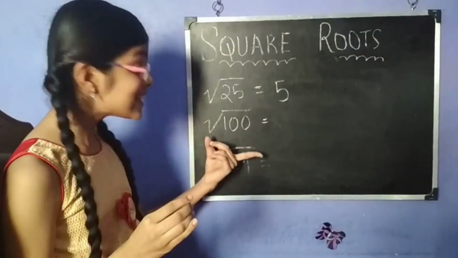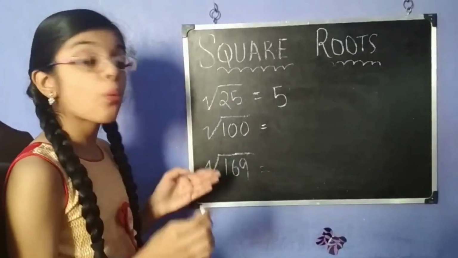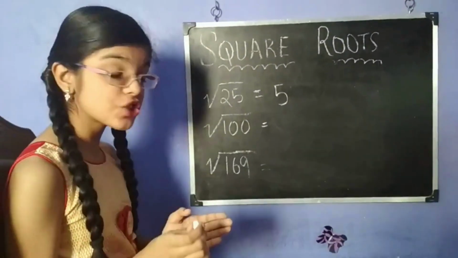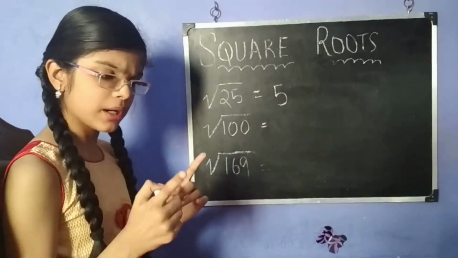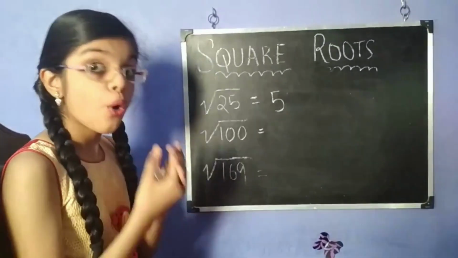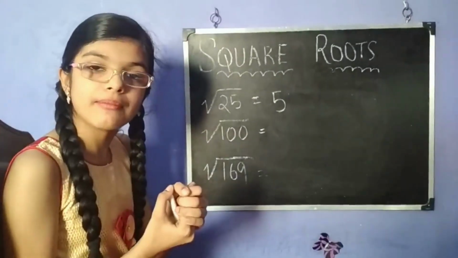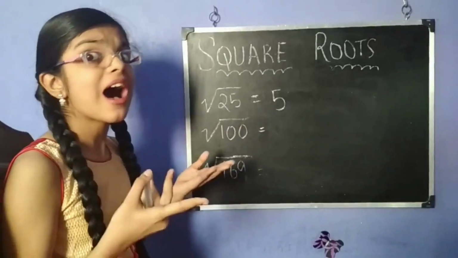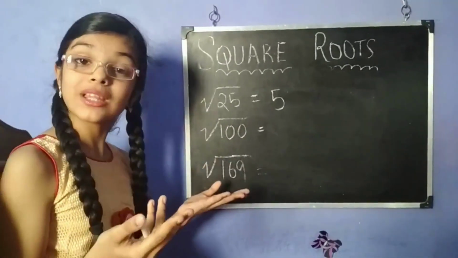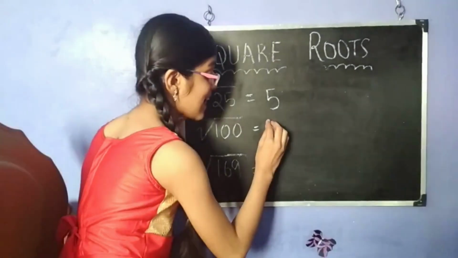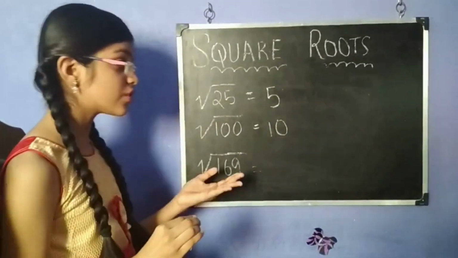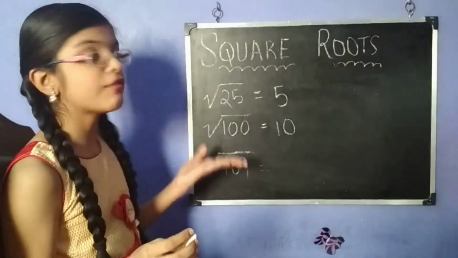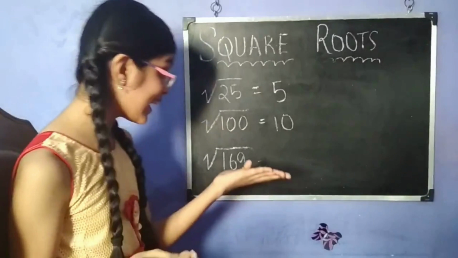Now let's move on to the next question. The square root of 100. What two numbers, and when I say what two numbers, what number multiplied by itself gives us 100? We know that too. 10 times 10 gives 100. So the square root of 100 must be 10.